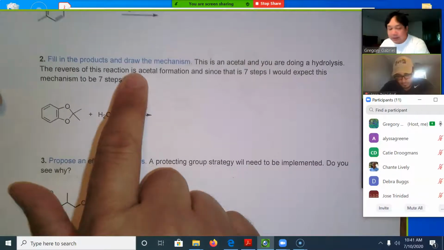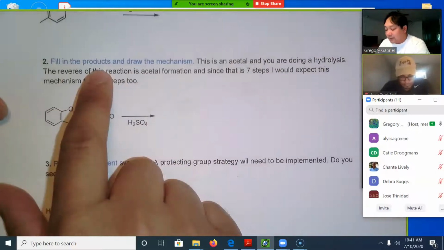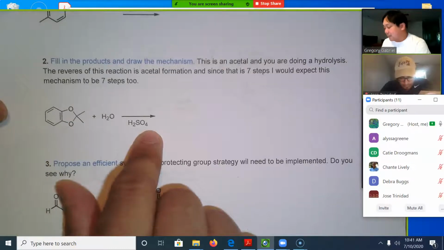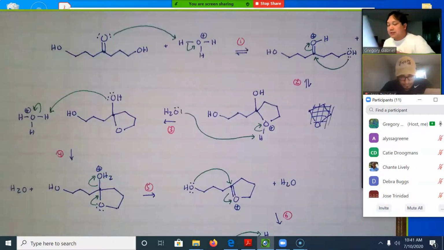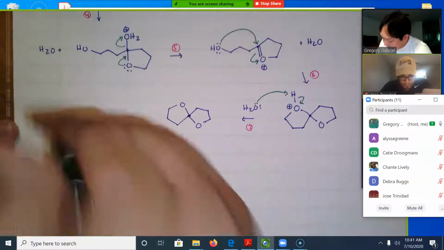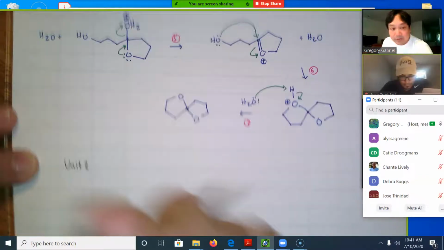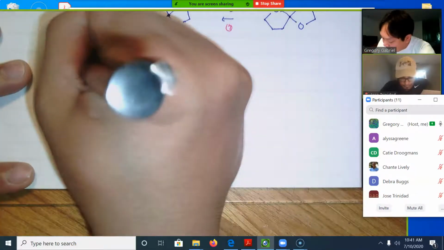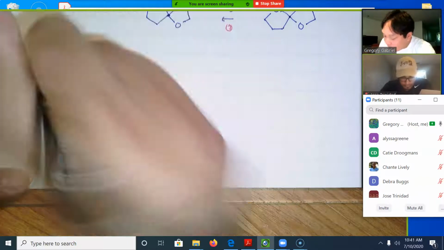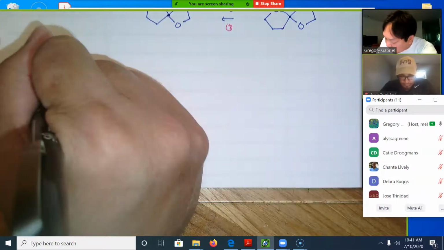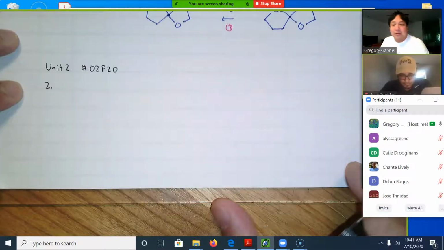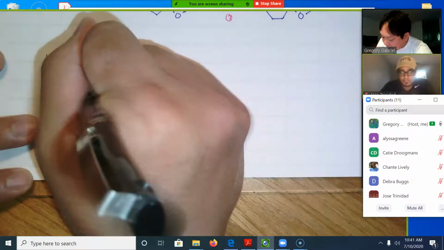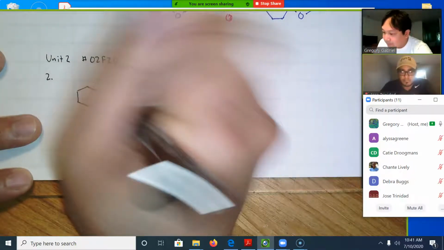So we're just going to draw the products. The mechanism is what? It's the reverse. This is hydrolysis. Let me show you this. Let's use our tricks. So this is, again, Unit 2, number O2F20. And we're doing just the product for number 2. I'm not going to do the mechanism. It's a little bit lengthy. It's 7 steps again. But let me show you the shortcut.